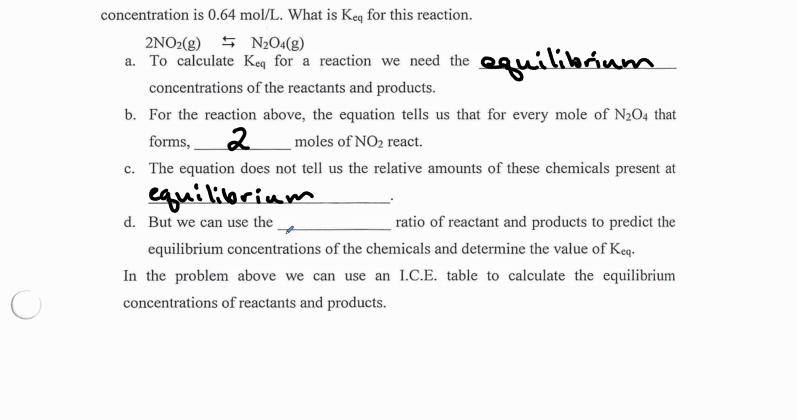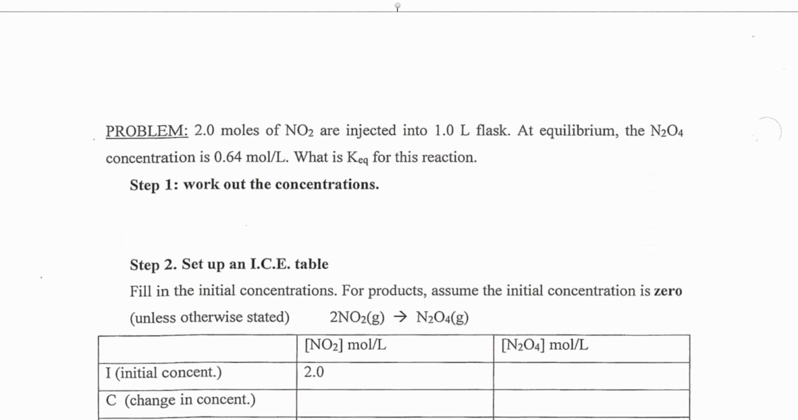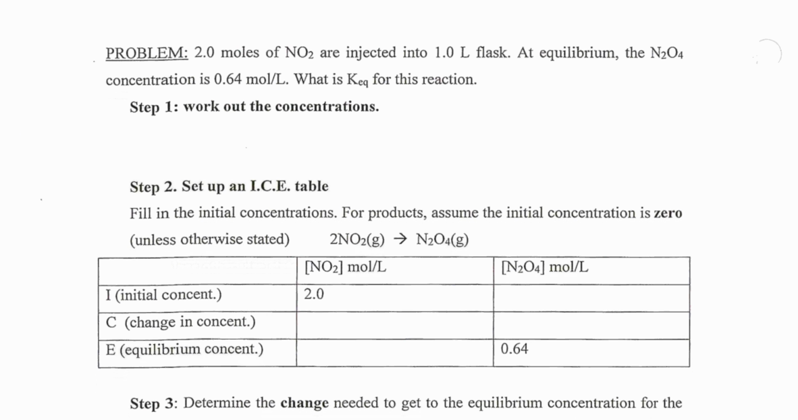Okay, but we can use the mole ratio of reactant and products to predict the equilibrium concentrations of the chemicals and determine the value of KEQ. So in the problem above, we're going to use an ICE table to calculate the equilibrium concentrations of reactants and products, and from there we can then calculate KEQ. So let's solve this problem. Our first step is going to be work out any concentrations we don't yet know.